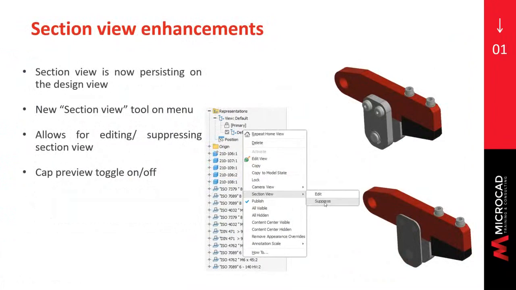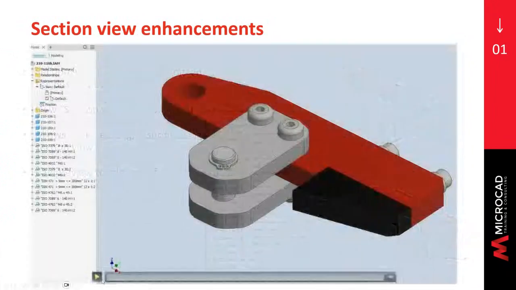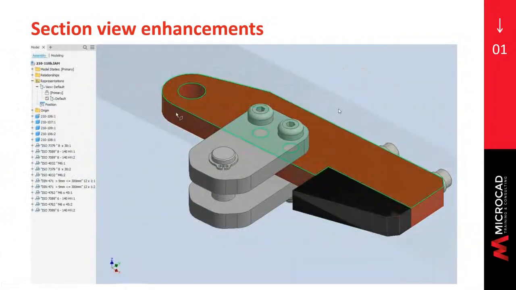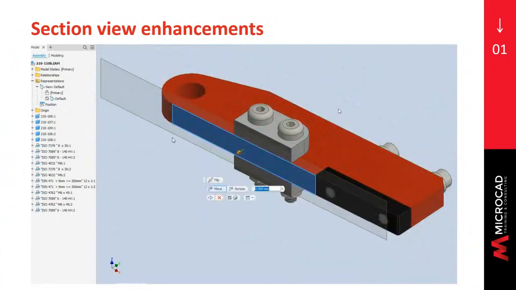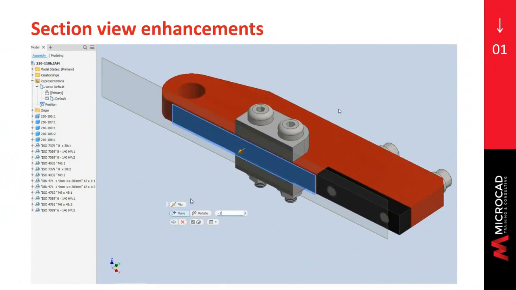So you don't have to create several design views or representations for your model and save your section views in there, but each one of those will have an associated section view, and you can just suppress that or edit that from the context menu. So it works a little bit like this. You create your section view, same as you did before, and now you will have the little context menu, which lets you access some of the tools more easily.